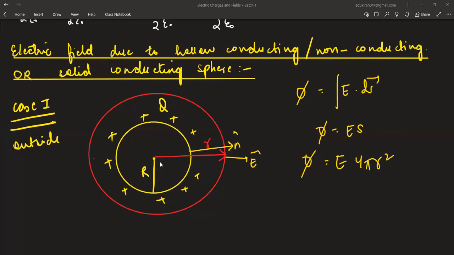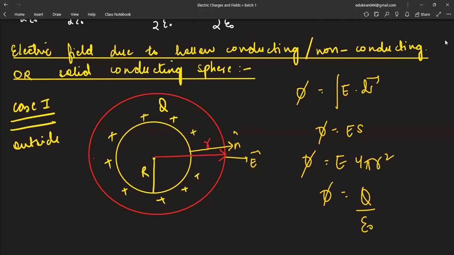So 4 pi r square, why? Why not this capital R? Because capital R is the radius of the sphere. Small r is for the Gaussian surface, and now we'll be talking everything with respect to the Gaussian surface. So that's why we have E into 4 pi r square. Fine class. Now, again, flux is equal to Q divided by epsilon naught.